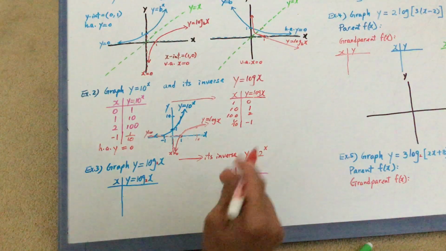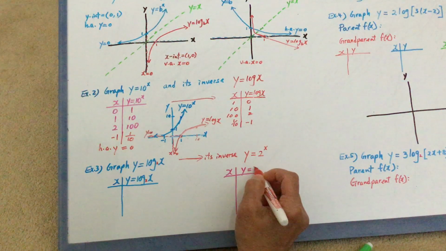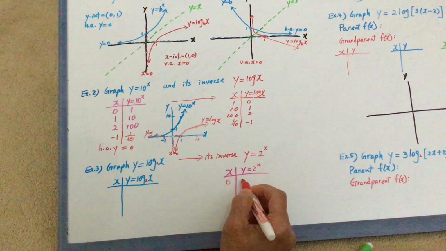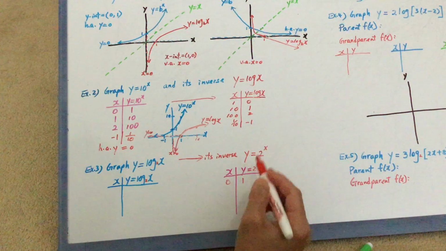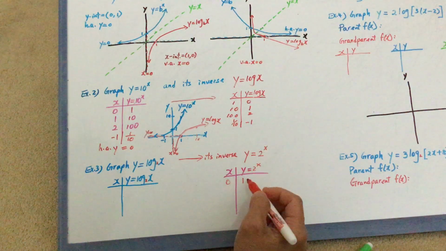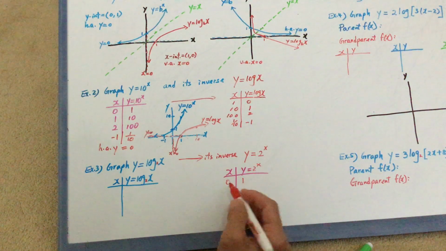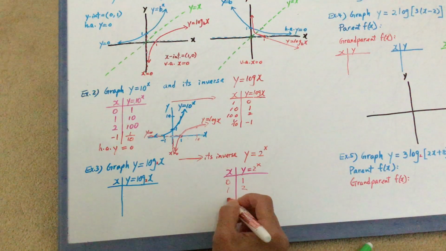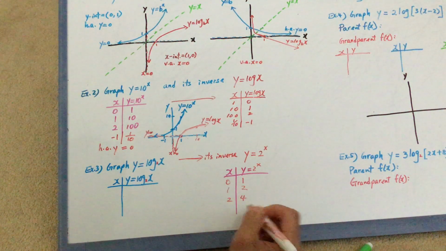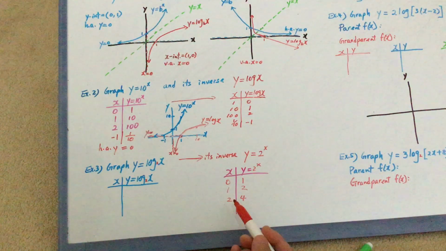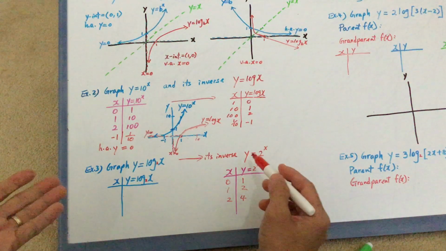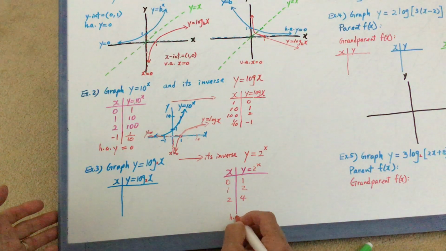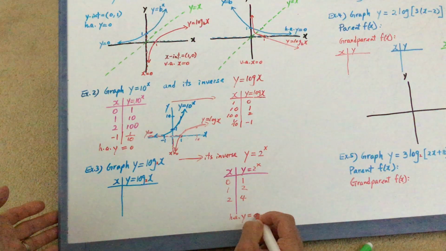Okay? So if this one is y is equal to 2 to the x, so that means if I put in a 0, then I'll get 1. Okay? Anytime when the exponent is 0, your answer is going to be 1. If this is a 1, then you get a 2. And if this is a 2, then you get a 4. Okay? And so on and so forth. But I don't need to have any more points because I know that y equal to 2 to the power of x also has a horizontal asymptote at y equal to 0.